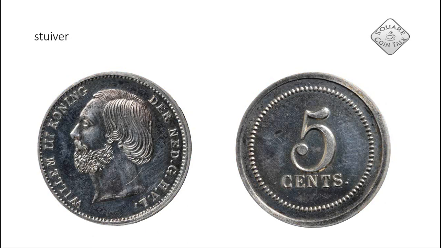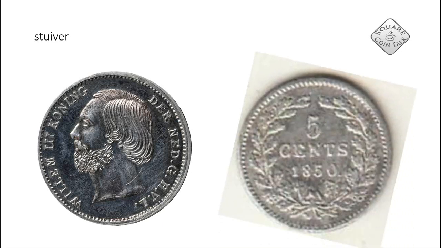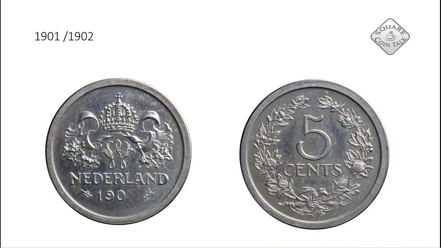Just before the king died, they proposed to make a new 5-cent coin. This was a very, very simple design, and it was never accepted. This was the design that was used.